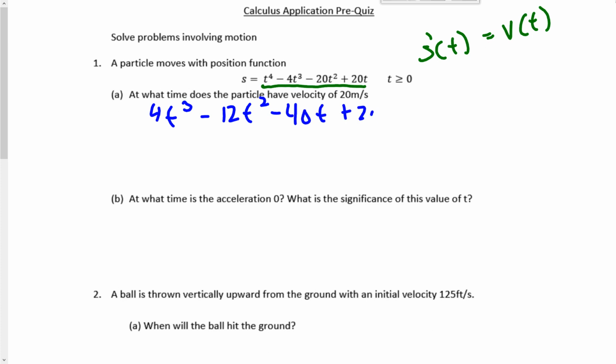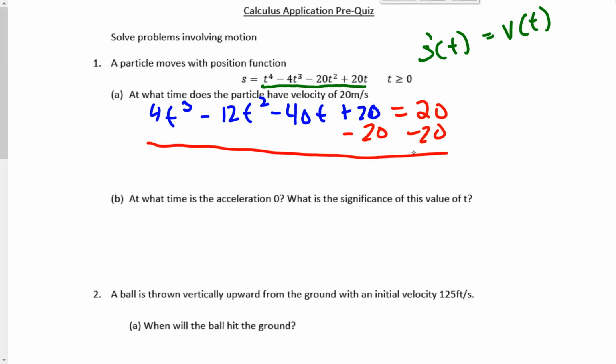And then plus 20. Okay, and so we want to know at what time the particle has a velocity of 20. So we're going to set this equal to 20. We want to know what t is when we have 20. If we subtract 20 here, because I have a cubic, that's kind of hard, and we can't factor that easily. We could do our p's over q's and use synthetic division.